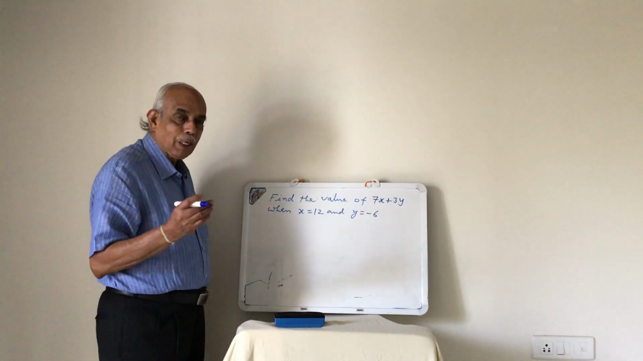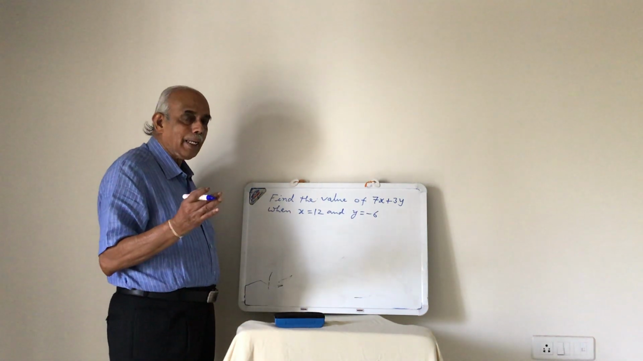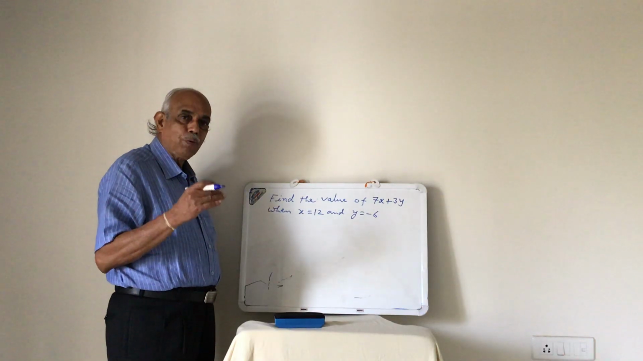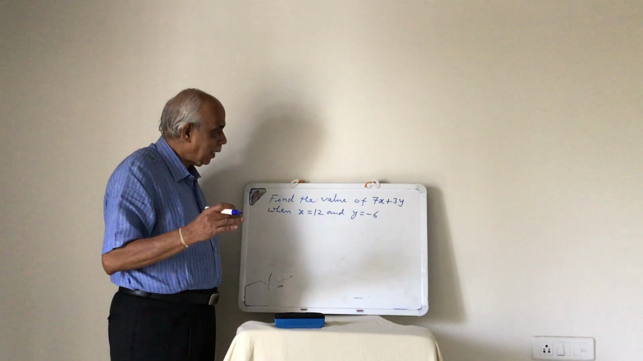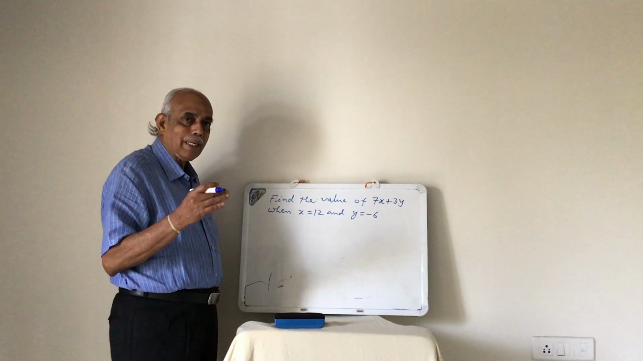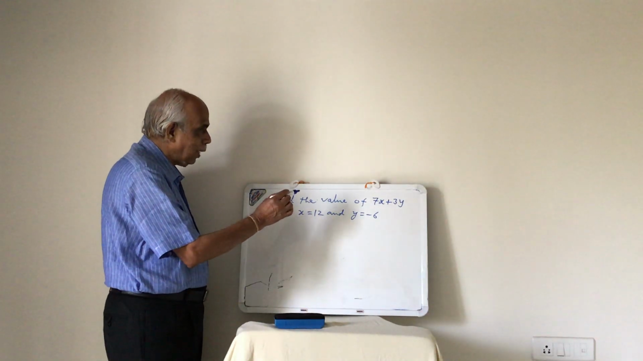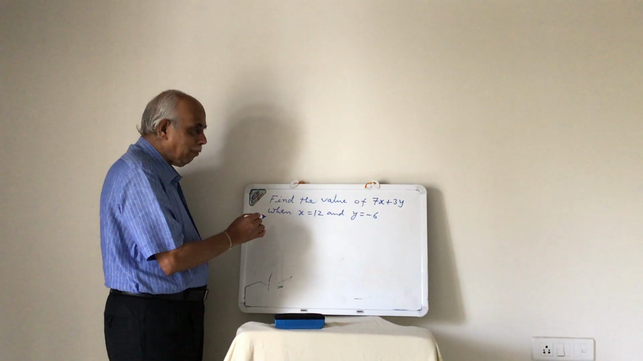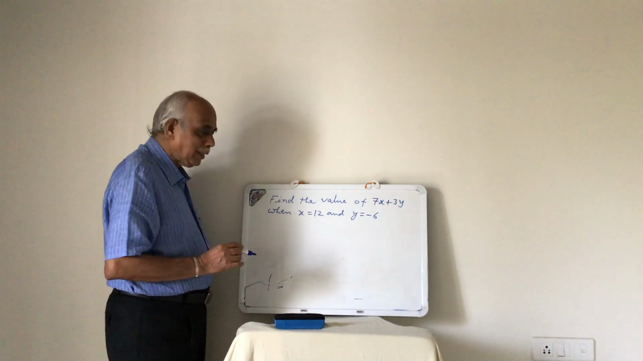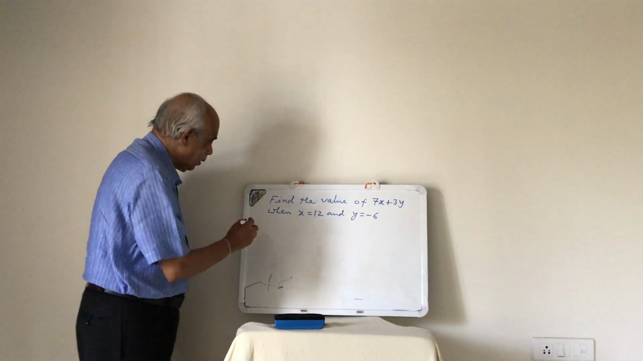Sometimes the questions will be very simple and easy, and then slowly as we keep on going ahead, the difficulty level can increase. Okay, so let us start. Now the first question is, find the value of 7x plus 3y when x is equal to 12 and y is equal to minus 6. So here the solution.